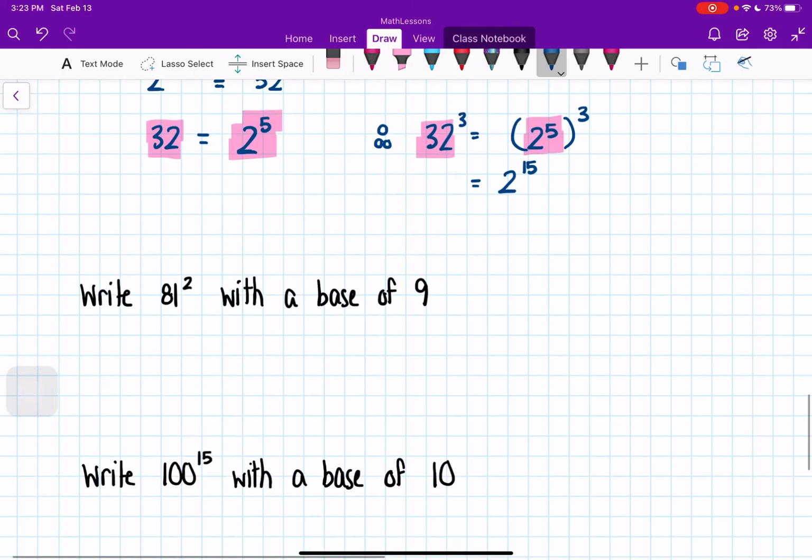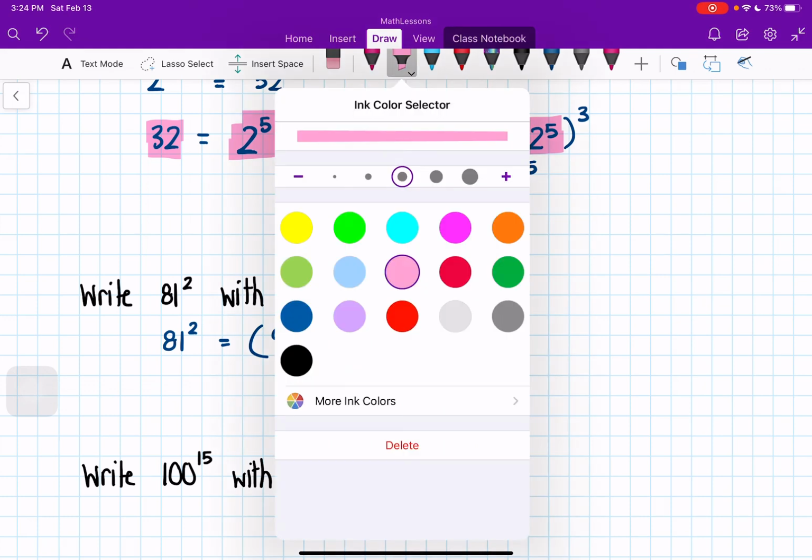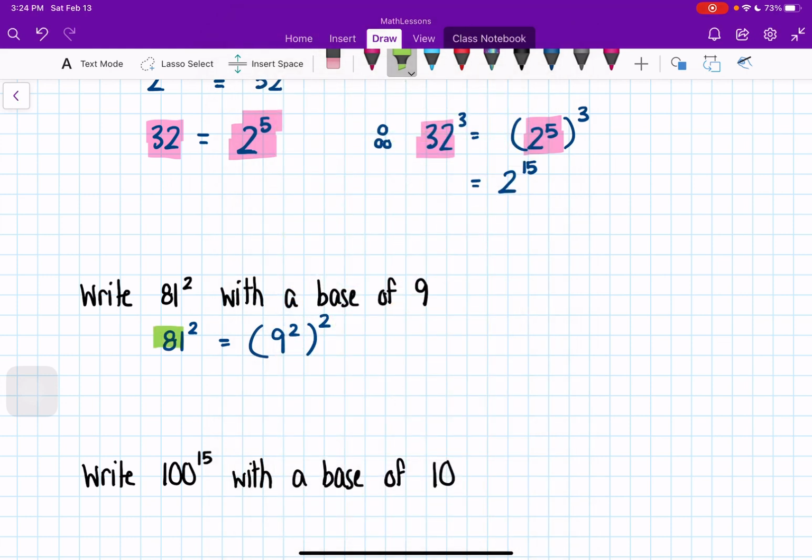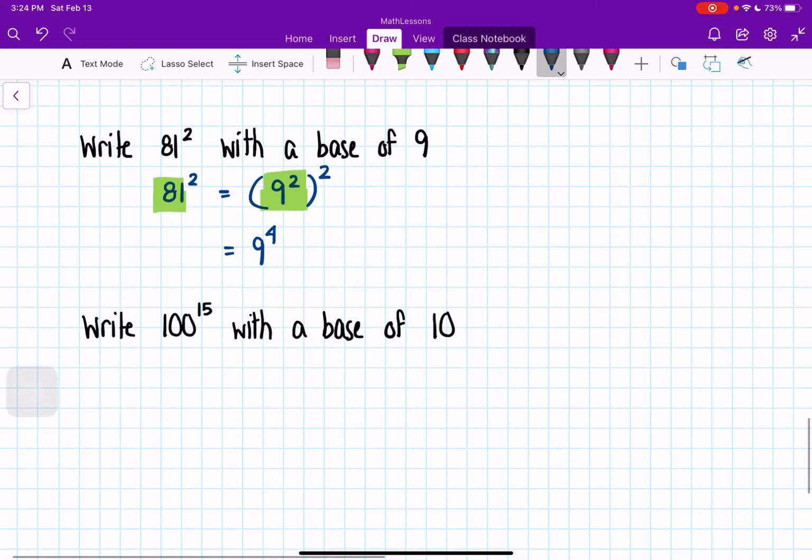So let's look at this one. Write 81 squared with a base of 9. Well, 81 is 9 squared. So 81 squared becomes 9 squared squared. Okay, so I'm just going to highlight what were my equal terms. 81 is 9 squared. Okay, and now we have 9 squared squared. So write down the 9 and multiply those exponents. 2 times 2 is 4.